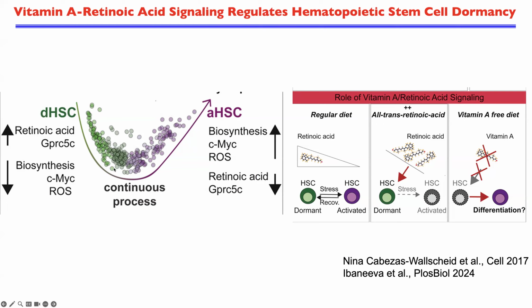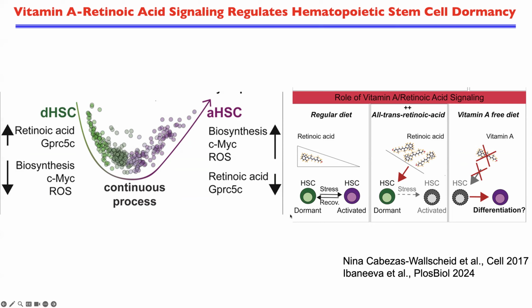They found a continuous increase of biosynthesis, increase in metabolism during transition from dormant to active HSCs. Dormant HSCs show high vitamin A induced retinoic acid signaling. The high levels of vitamin A prevents the activation of stem cells. Okay? And whereas vitamin A deficiency exhausts stem cell pool because it induces differentiation.